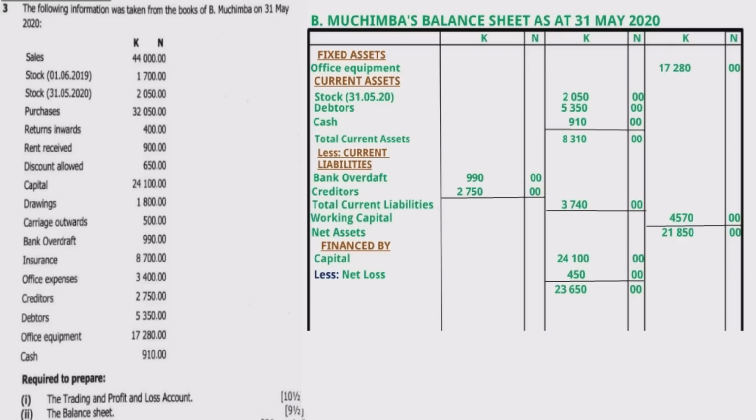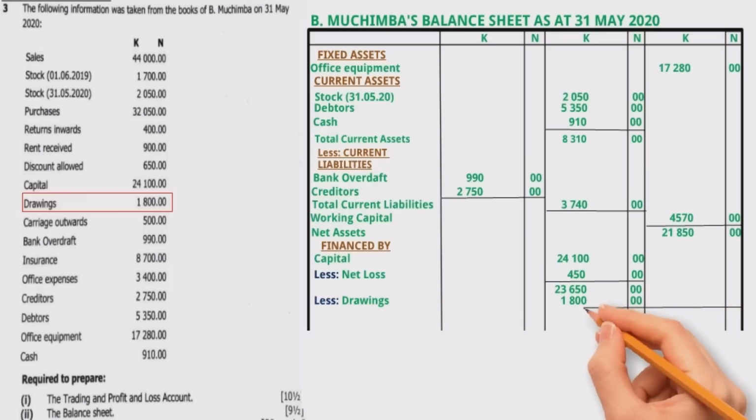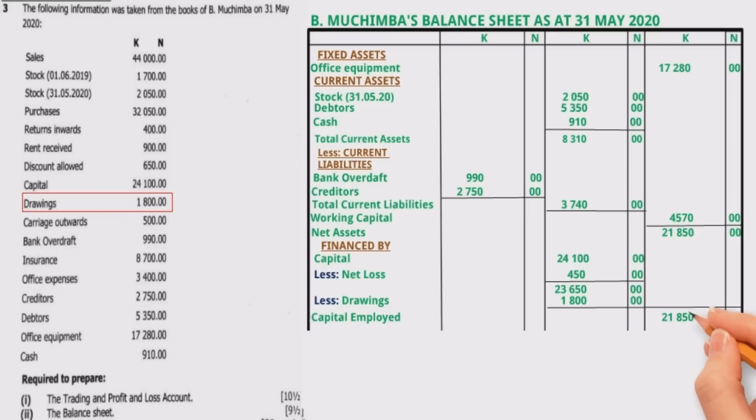Okay, 23,650 kwacha, less the drawing. So the drawing is how much? When we go to the statement, we will see that the drawing is 1,800. So minus 1,800 should give us capital employed. 23,650 kwacha minus 1,800 will give us 21,850 kwacha as capital employed. Like this, you can see that the capital employed and the net assets are equal.